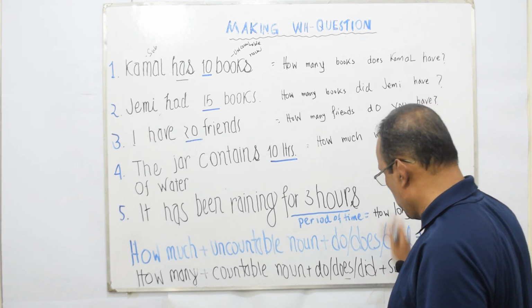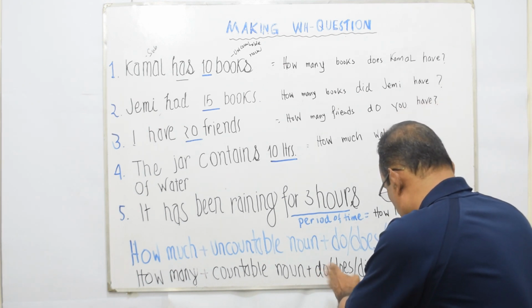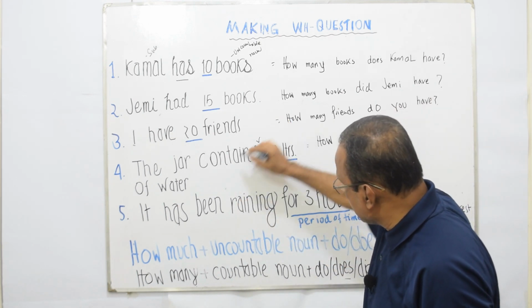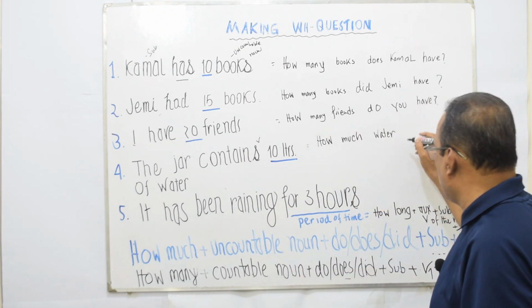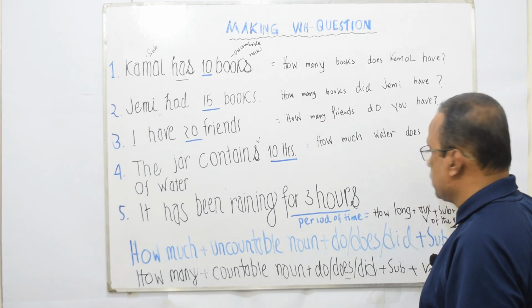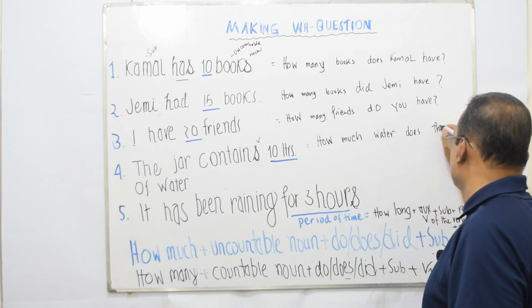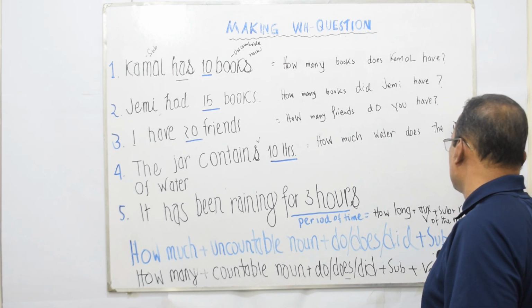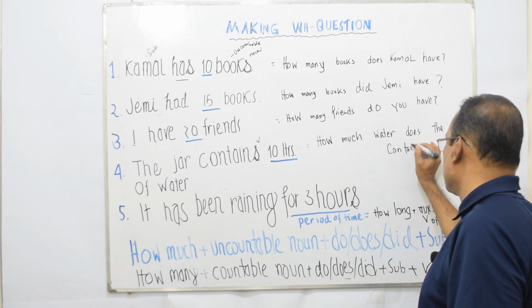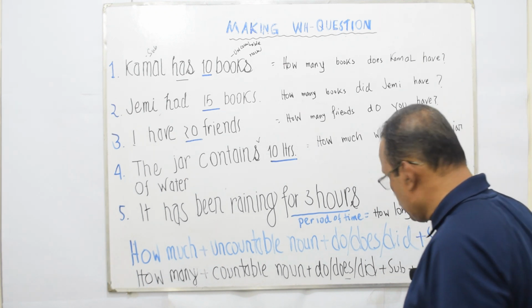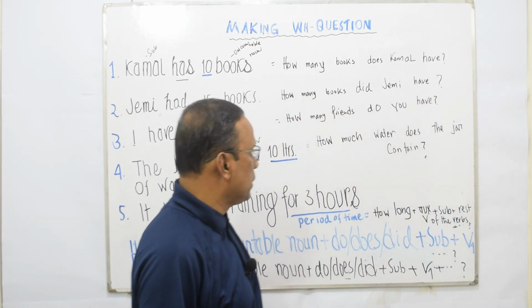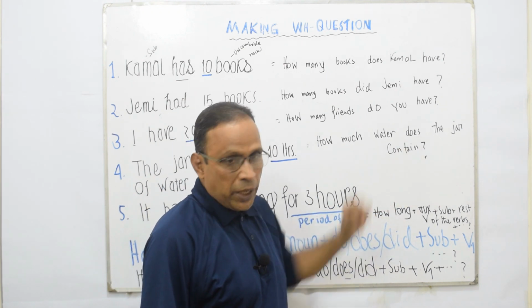Then we have to use one from these three. As we can see, there is one S at the end of the verb, so we have to use does. So how much water does? Then the subject, the jar. Then the main verb, contain, and that is all. When we use does as an auxiliary, the main verb will be without S.